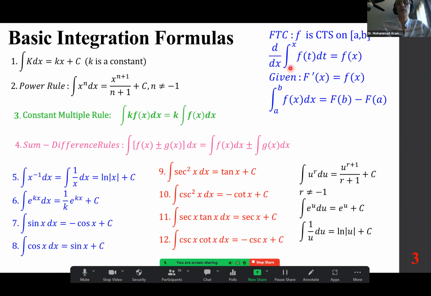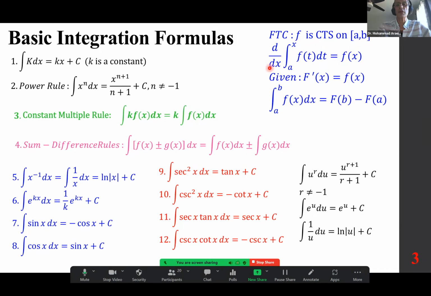d/dx of the integral from a to x of f(t) dt is f(x). What this says is, if you integrate with respect to x, because it's f(t) dt, this will replace it. And you differentiate it, they undo each other, they give you the function back, meaning differentiation and integration, they undo each other.